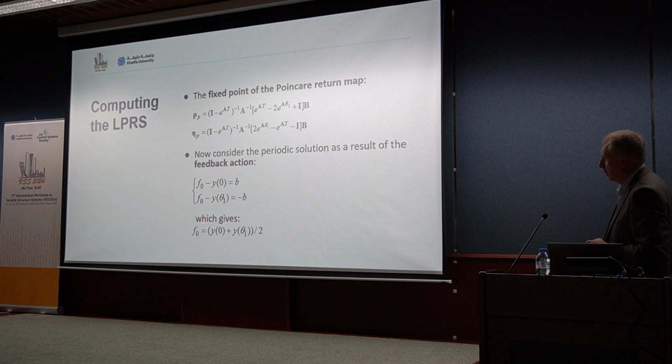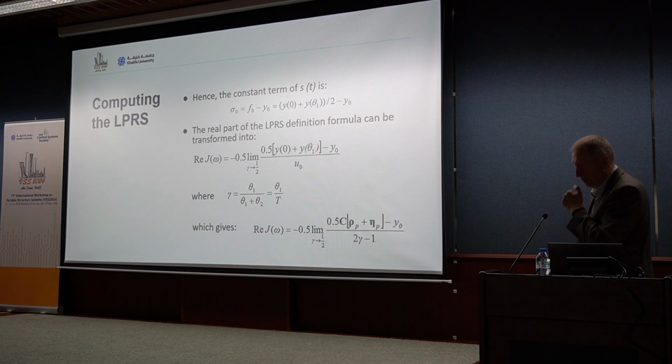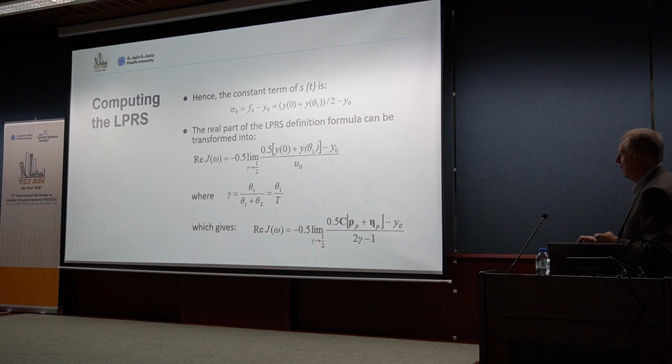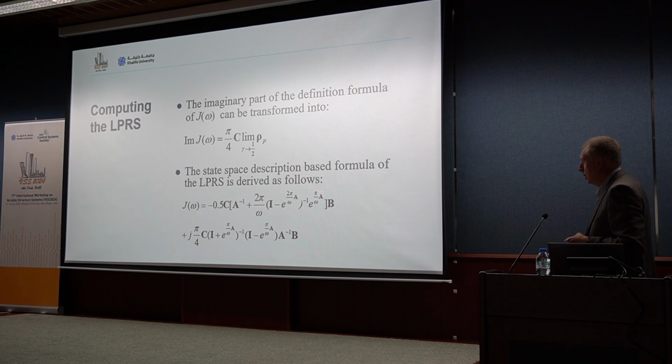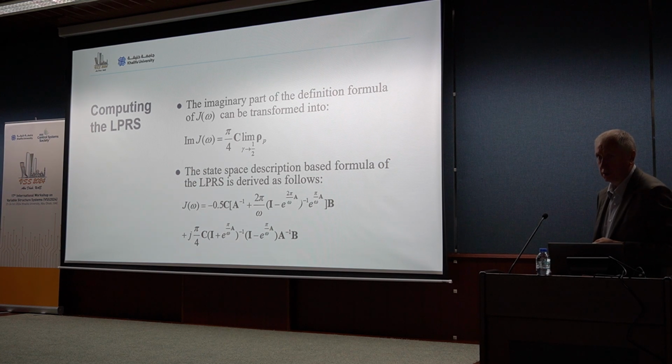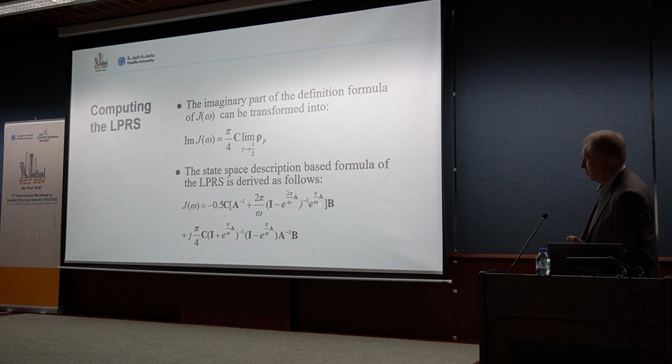As a result, we find the input to the system that would provide this asymmetry in this periodic process. Proceeding from the definitions that we wrote, we find the real part of the LPRS and the imaginary part of the LPRS, and eventually the whole expression for the LPRS. We can see that the LPRS is expressed only through the linear plant matrices A, B, and C, and the frequency. It's a complex function of the frequency, with a real part and an imaginary part.